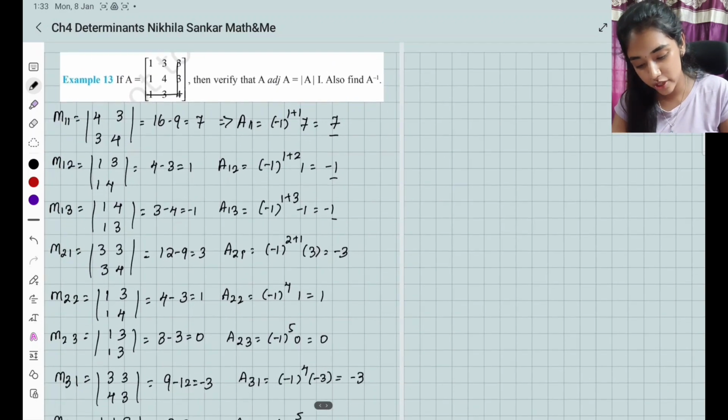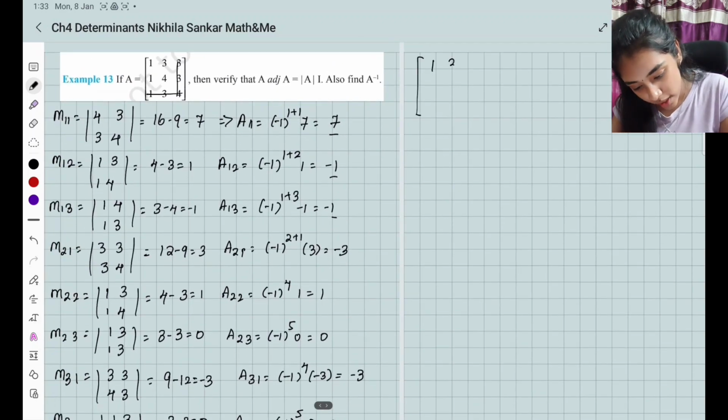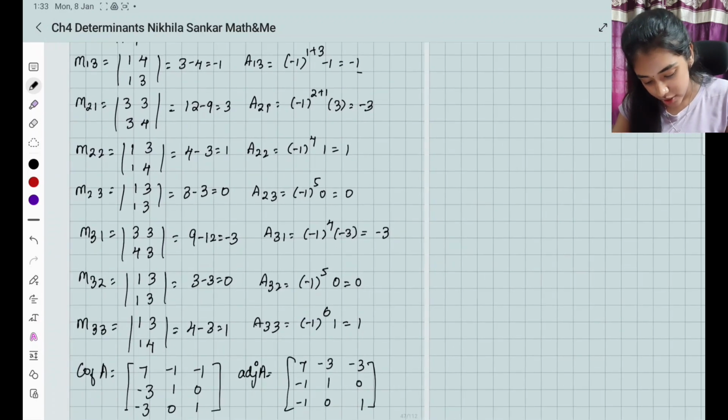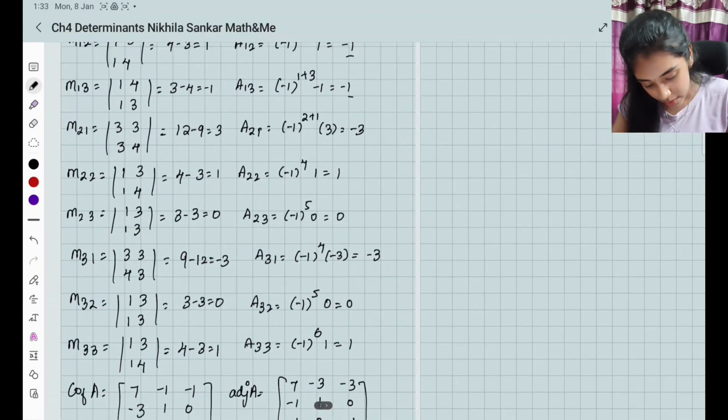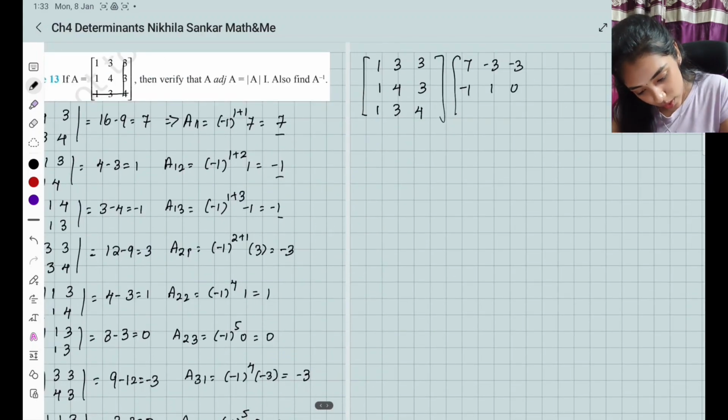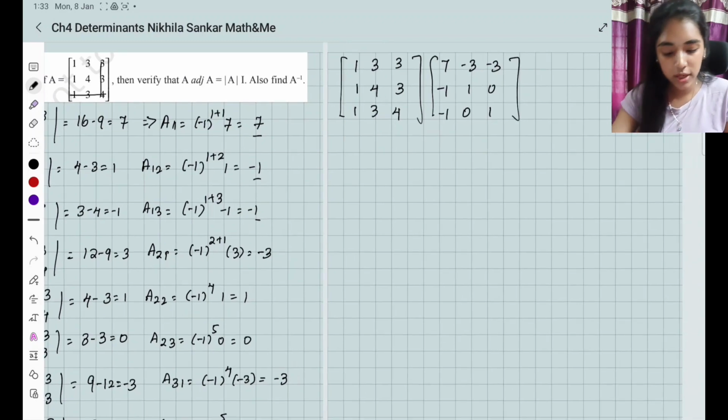இப்போ A times adjoint A என்ன? What is my A matrix? 1 3 3 1 4 3 1 3 4. So this is A times adjoint A. Adjoint A என்ன வந்தது? 7 minus 3 minus 3. Minus 1 1 0. Minus 1 0 1. So இதோட product என்னன்னு கண்டுபிடிக்கணும்.